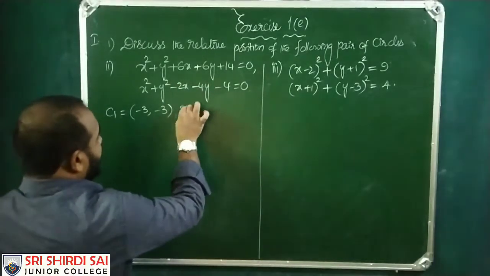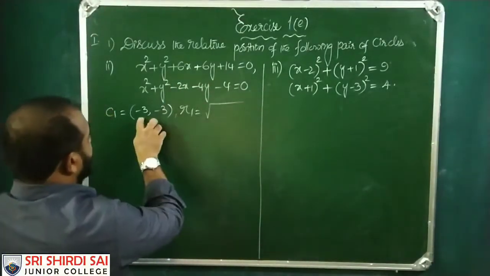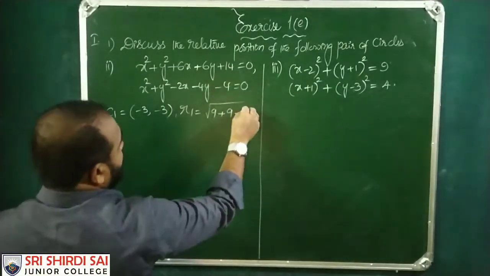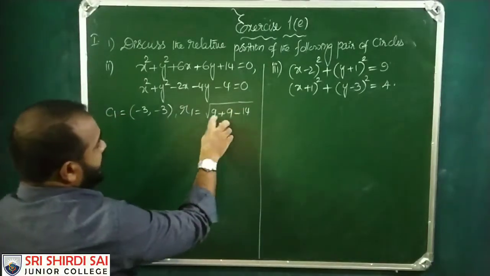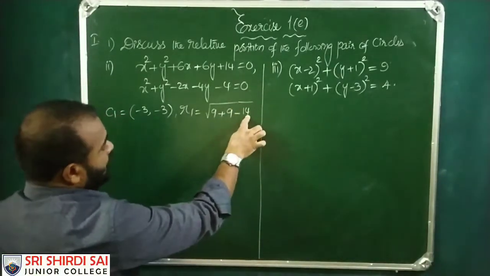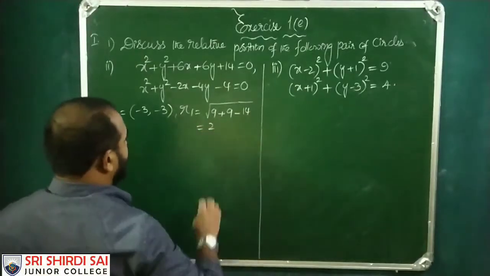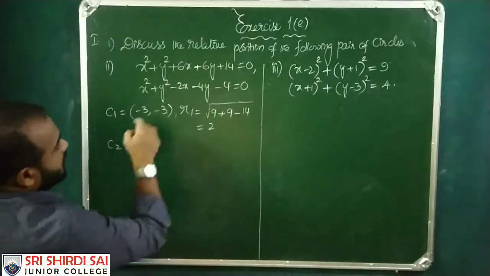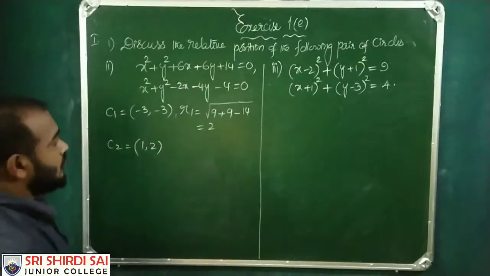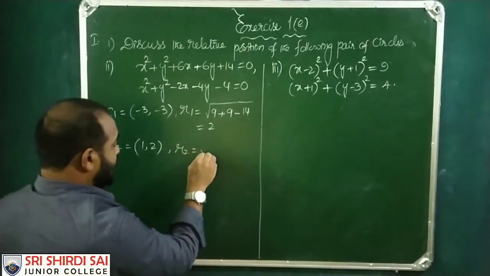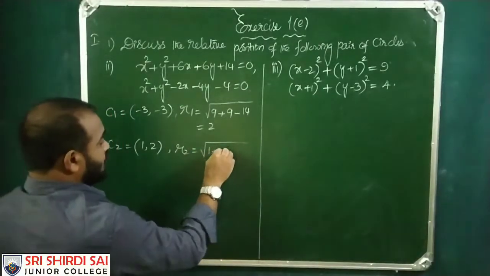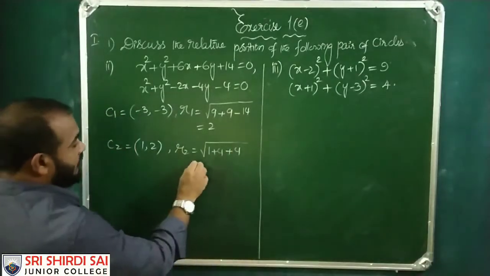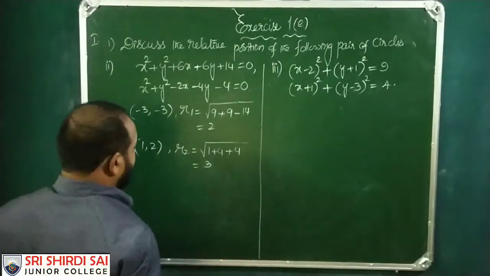And what is the radius of this? Square root of g square, 9, plus f square, 9, minus c, minus 14. So 9 twos are 18, minus 14. So 4 under root, which is 2. And C2 is equal to (1, 2). So R2 is equal to square root of 1 square plus 2 square, 4, minus of minus 4, plus 4. This is equal to root 9, which is 3.